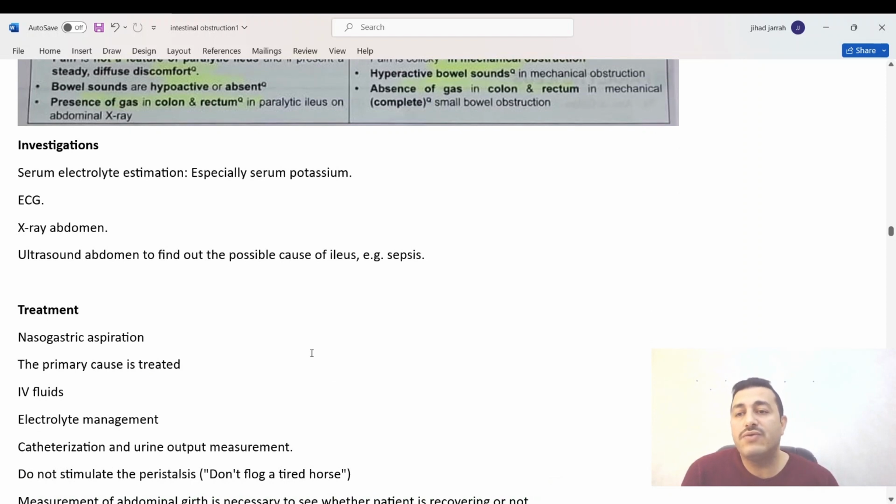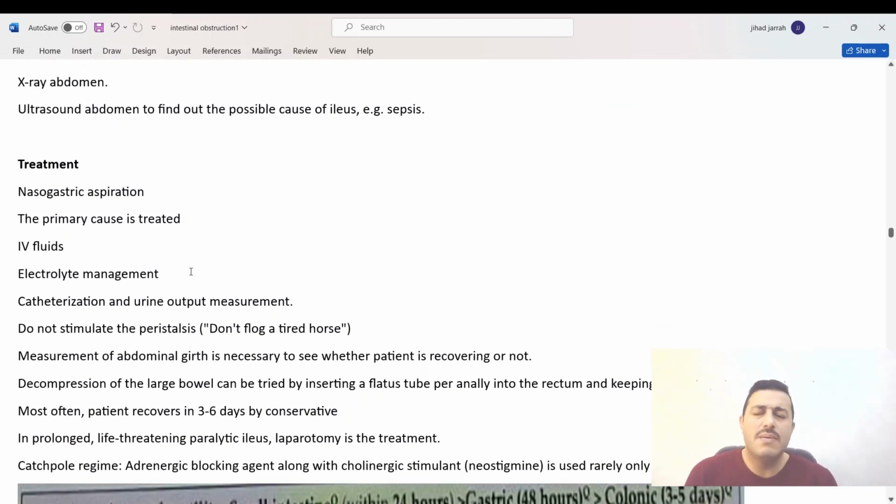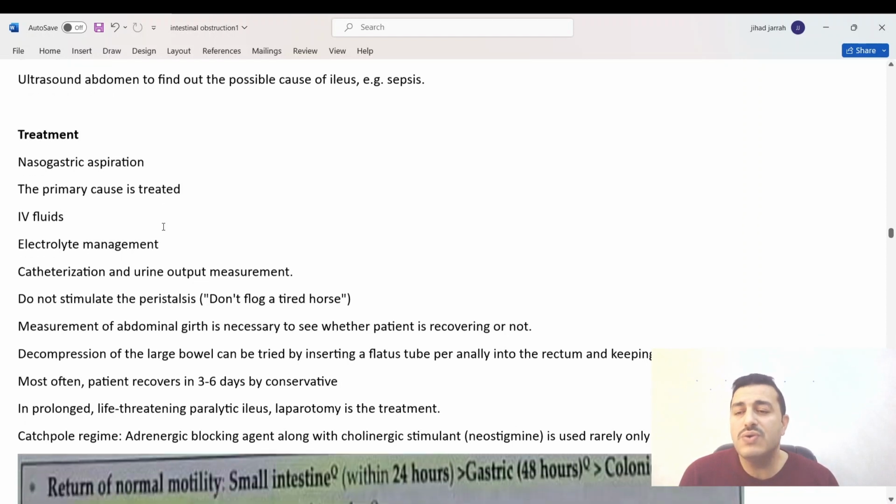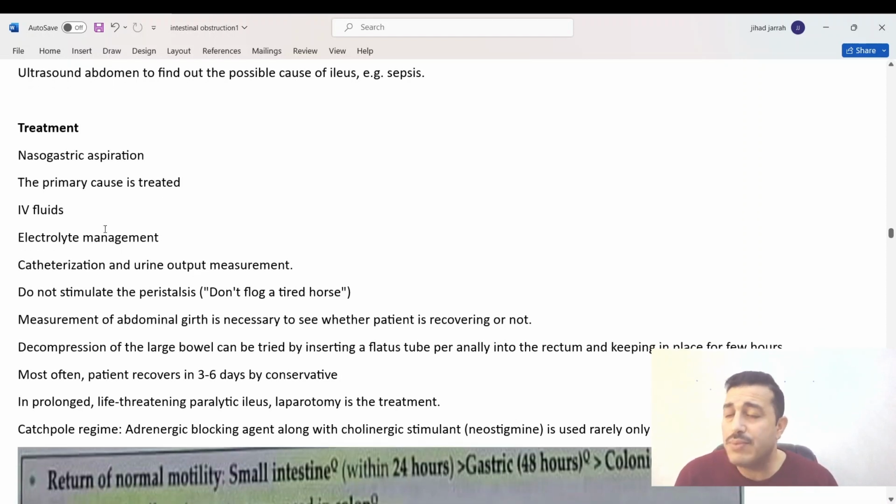Investigations: actually we have to look for the causes. Of course, we have to check serum electrolytes, especially potassium, ECG, if that can give us a hint, abdominal x-ray, CT and ultrasound. Of course, we should treat the underlying pathology. Initial management is common for intestinal obstructions: NG tube, treating the primary causes. If we have hypokalemia, we should treat hypokalemia. If we have peritonitis, we should treat the cause of peritonitis, and so on.